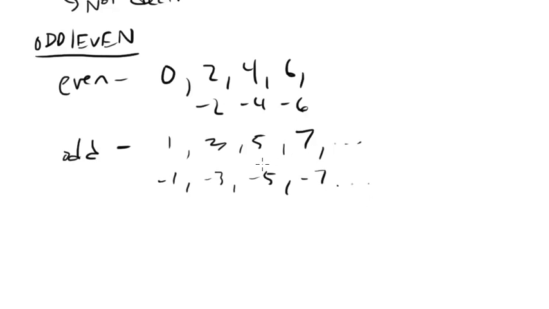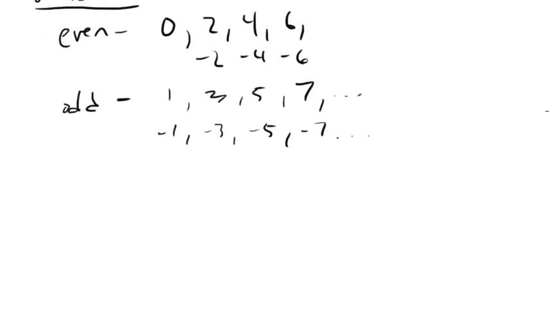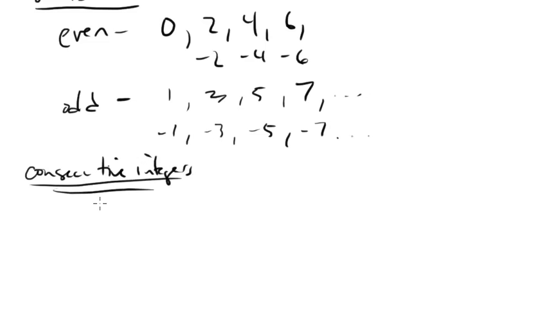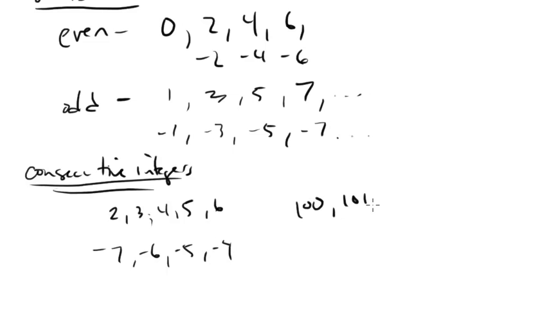Now, what about just one other little detail? What if they tell you about consecutive integers? If they tell you about consecutive integers, that just means in a row. So if they ask for 5 consecutive integers, you could use anything, right? You could use 2, 3, 4, 5, 6. You could use -7, -6, -5, -4. You could use 100, 101, 102. You get the idea, right? It's just 5 numbers in a row.